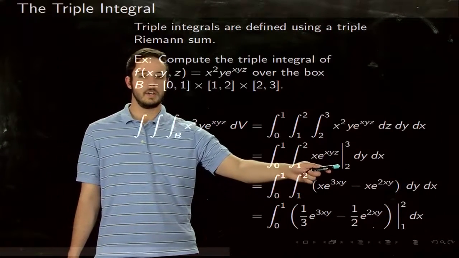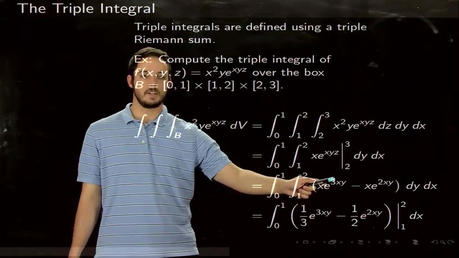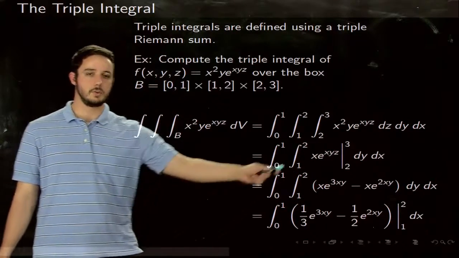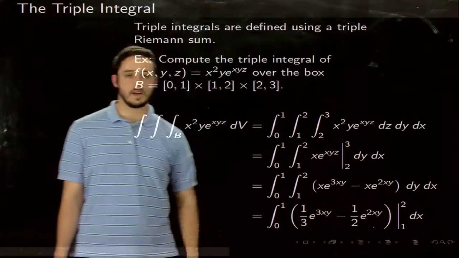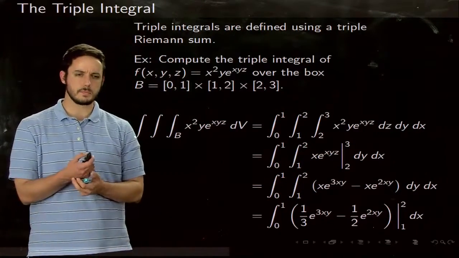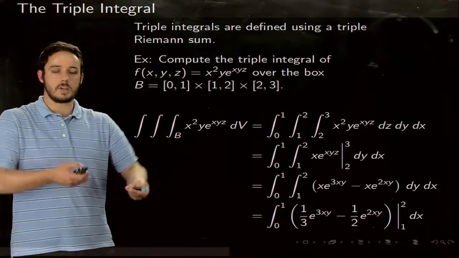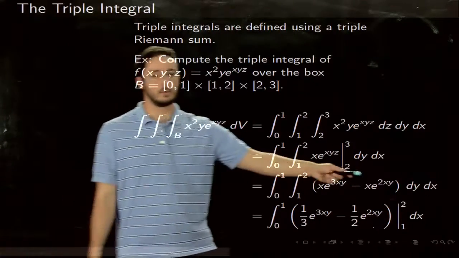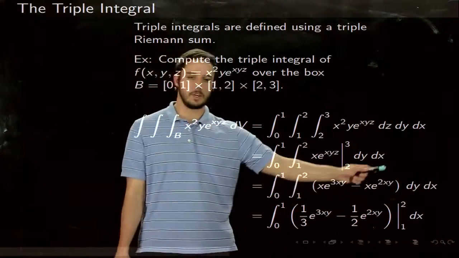So what happens when we evaluate it from 2 to 3? If we plug in 3 for z, we get x e to the 3xy. And if we plug in 2 for z, we get x e to the 2xy. So we're subtracting those two. So we just evaluated our first integral. Now we move on to the next one. We integrate with respect to y in this triple integral. So how do we integrate this whole thing with respect to y?